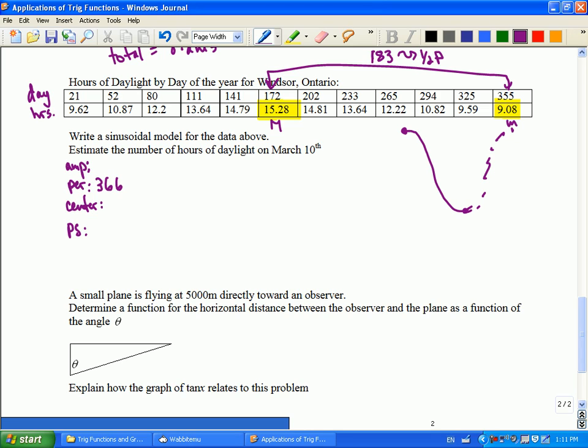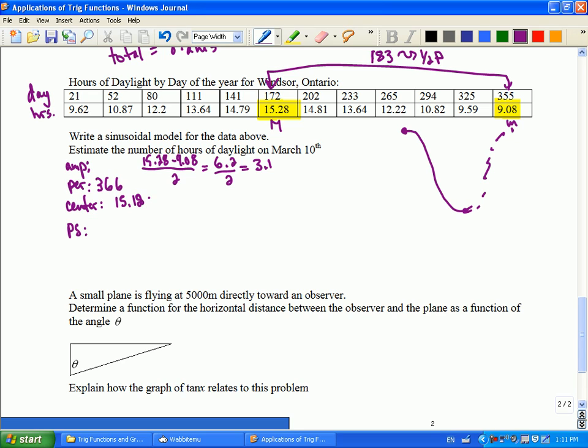What's the amplitude going to be? 3.1? Okay. So if you were to go 15.28 minus 9.08 divided by 2, you get 6.2, which gives me an amplitude of 3.1. That's the distance from maximum to minimum. Amplitude is half of that. Okay, what about a center line?